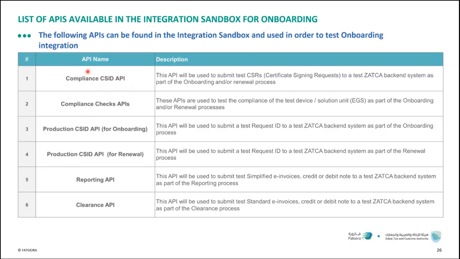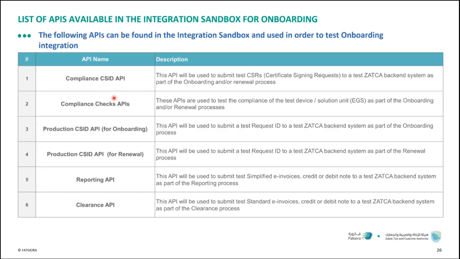So once you obtain the compliance CSID, you're going to call the second one, which is to run the compliance check. With this API, we're going to validate sample invoices from your system to make sure that they are compliant with Zatka. So once you receive the CSID, you're going to call using the same CSID to run a compliance check.